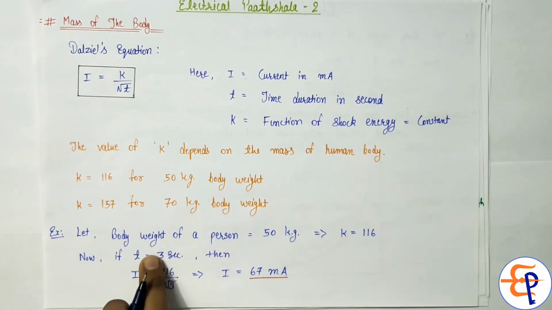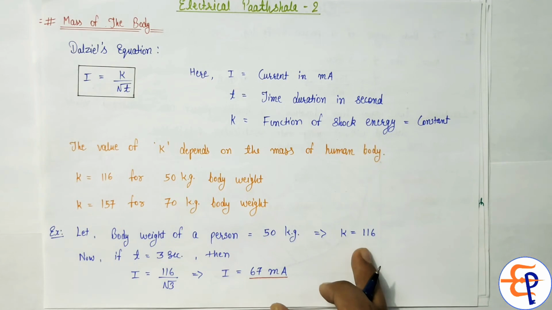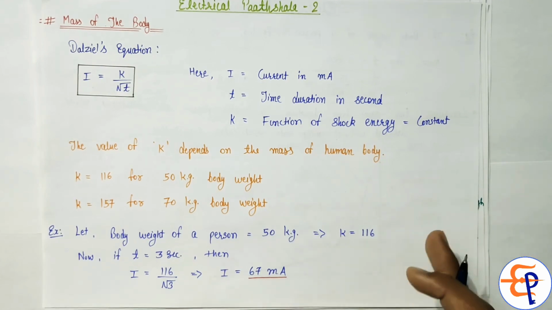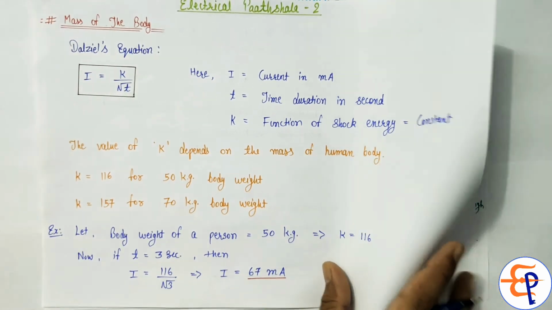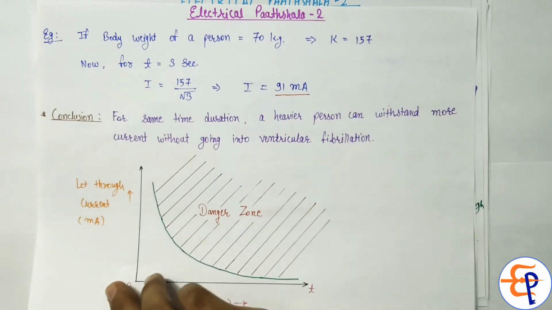Also, if for the same time duration more than 67 milliampere current is passing through his heart, then also he will go into ventricular fibrillation. Now guys, let's see another example.